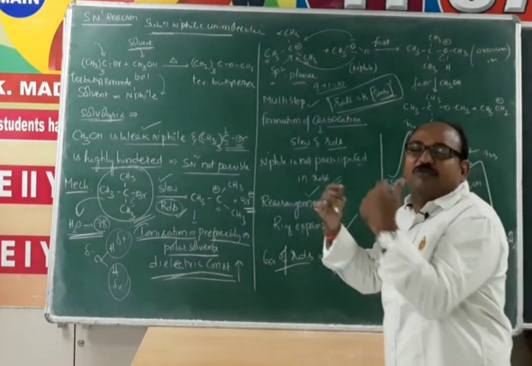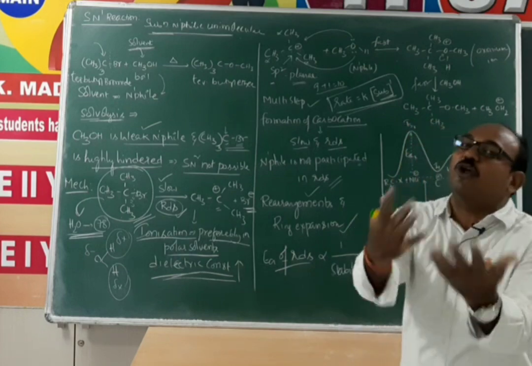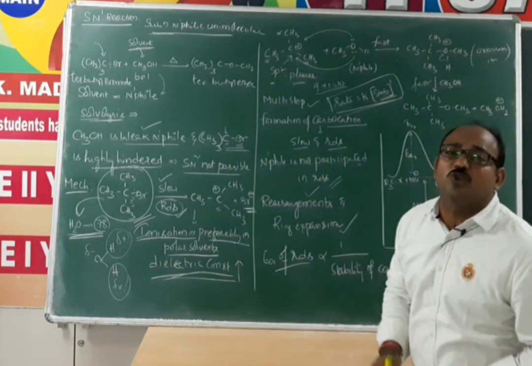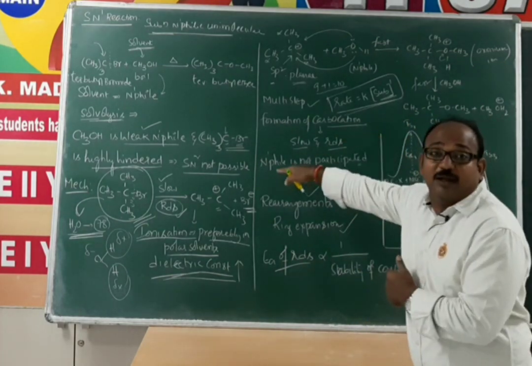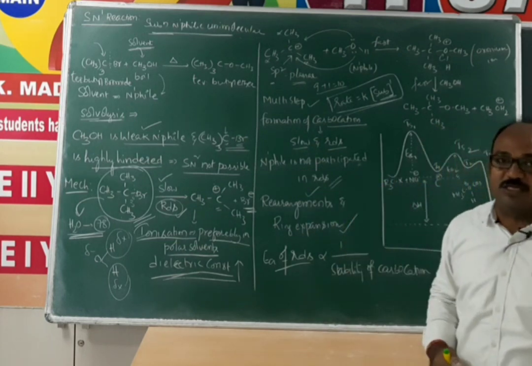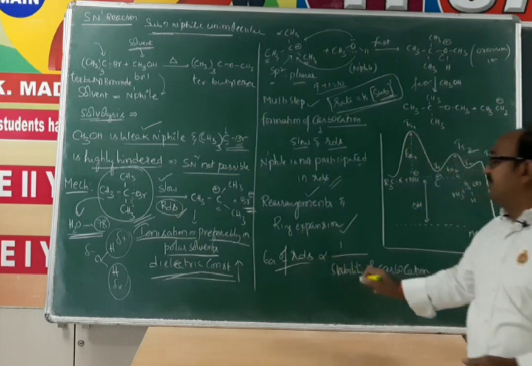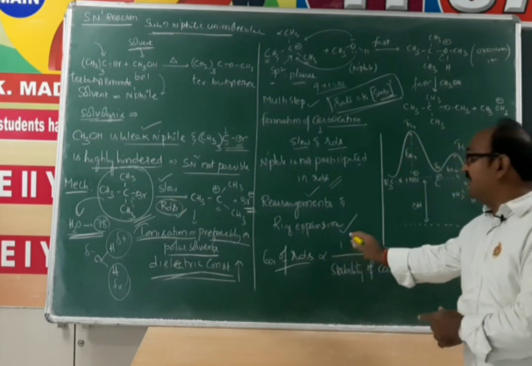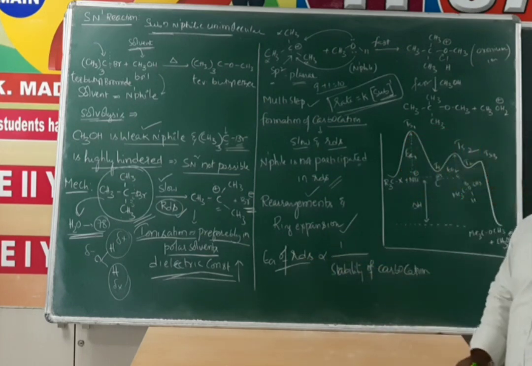It means for formation of that carbocation, we need to supply more energy. All that energy will be stored in that carbocation. So if it has more energy, then it will be highly unstable. That's why the activation energy of the rate determining step is inversely proportional to the stability of the carbocation.